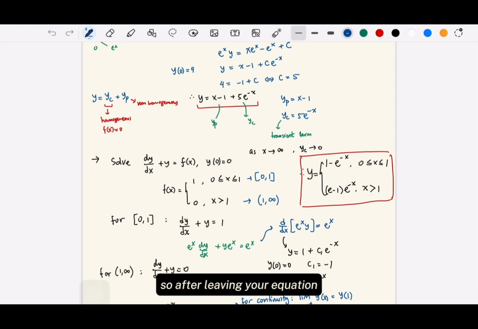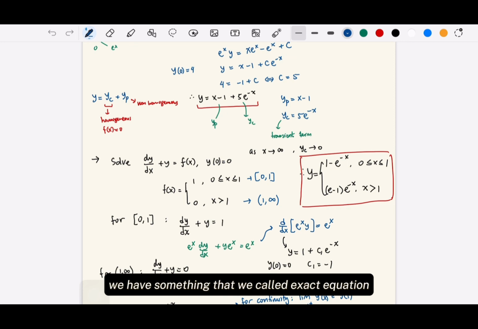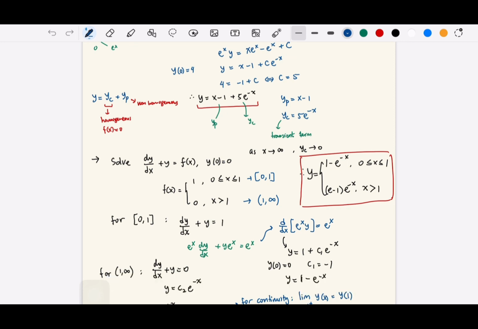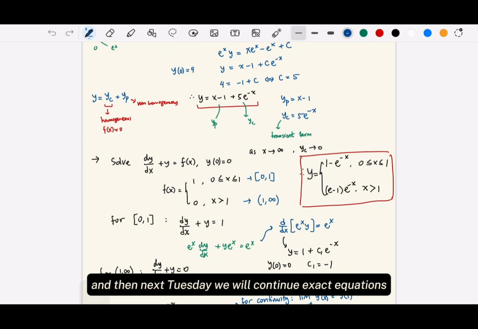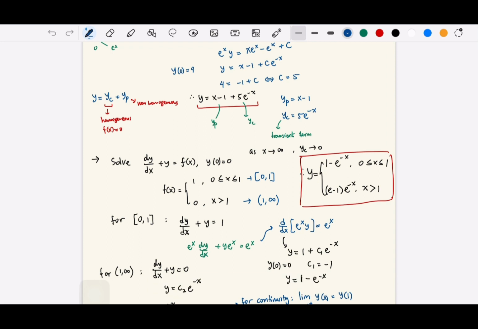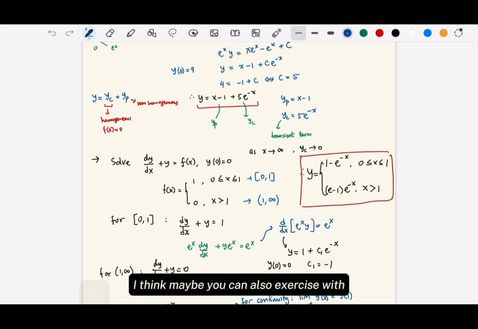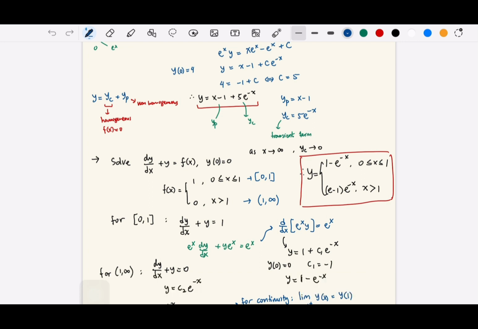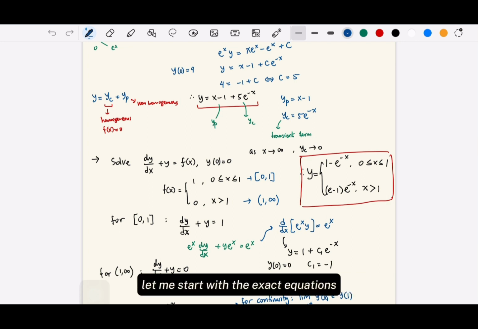So after linear equation, we have something that we call the exact equation. So maybe just a little bit of intro for today's class. And then next Tuesday, we will continue exact equations and give you some practice exercises on how to use them. I think we can also exercise with the separable, linear, and also the exact equation. So let me start with the exact equations.